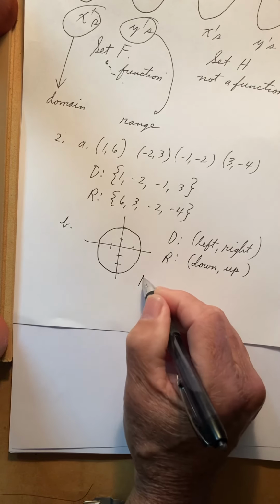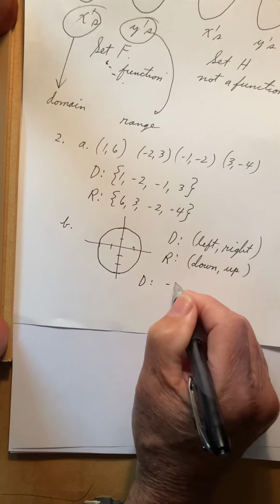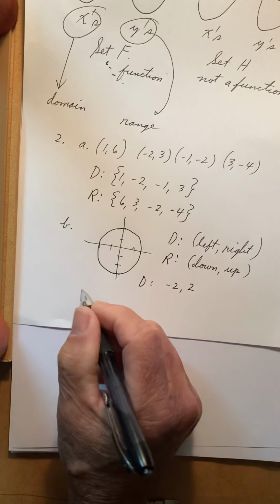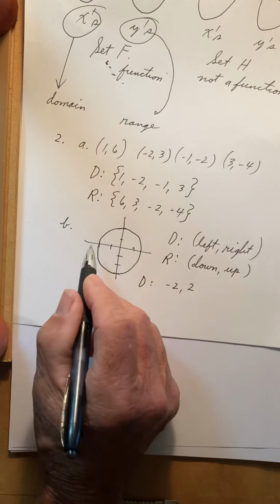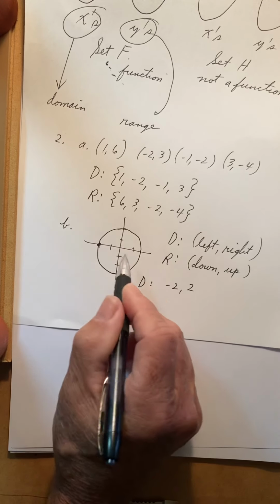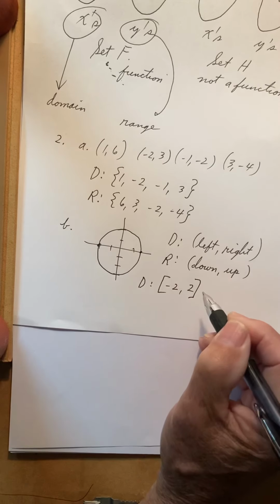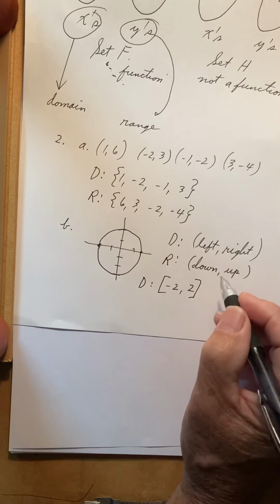So for the domain, the farthest to the left is a -2. The farthest to the right is a +2. If the -2 and the +2 are included on the graph, which they are, right there and right there, we use square brackets. If they're not included on the graph, we use parentheses instead.